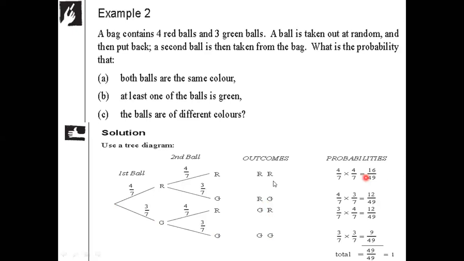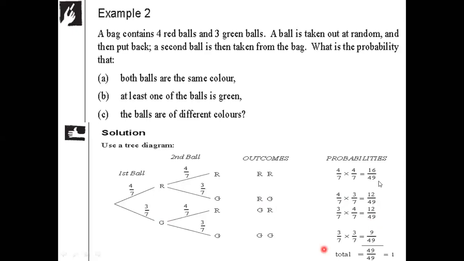So we have red, red will be 4 over 7 times 4 over 7. That's 16 over 49. Red, green, that will be red 4 over 7 times 3 over 7. That's red, green. That gives us 12 over 49. Then we have green, red. So that green, red, that's 3 over 7 times 4 over 7. That's green, red. That gives us 12 over 49. Now the last one, green, green, the same. We have 9 over 49.